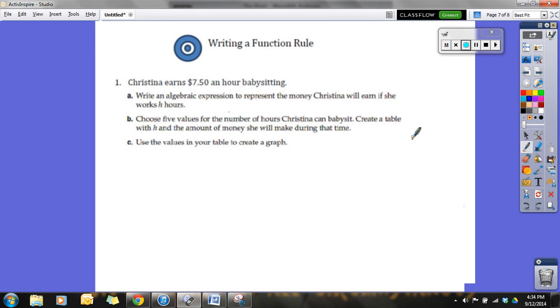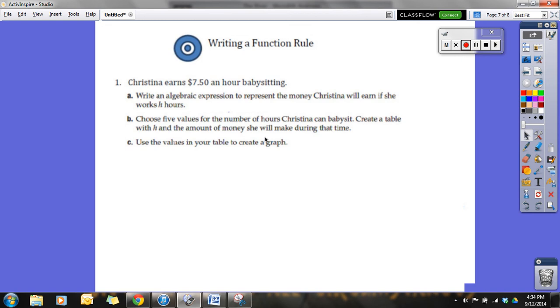Alright, so part of the reason that we do this whole thing is so that we can use algebra in real life. Okay, so we're going to write function rules to describe real-world situations. Okay, this one says Christina earns $7.50 an hour babysitting. Write an algebraic expression to represent the money Christina will earn if she works 8 hours.